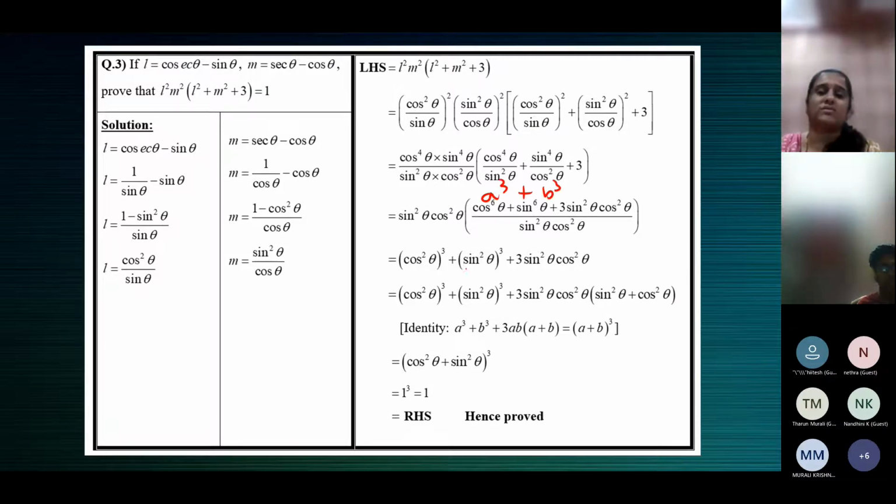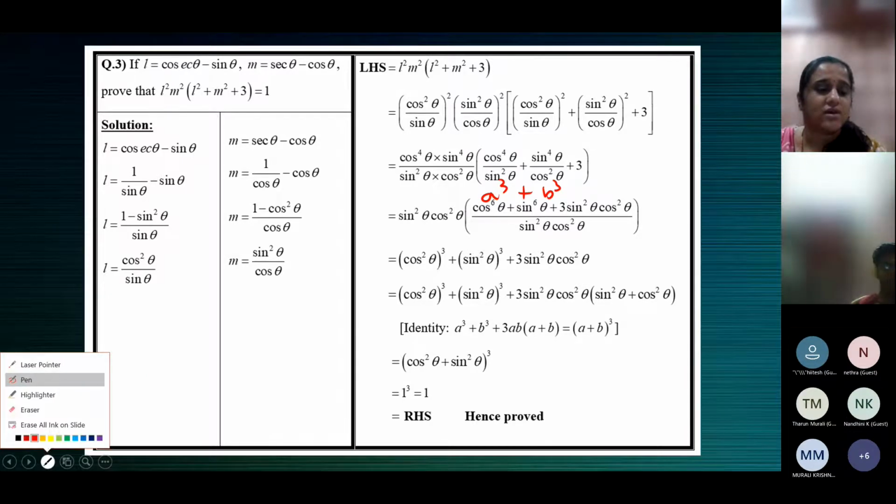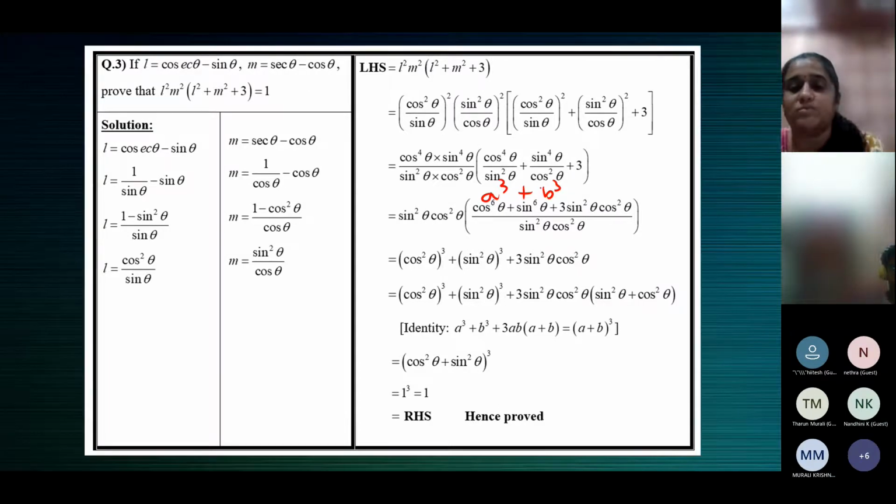See, so much of algebra. All the identities which you have learned last year in 9th standard, all those identities we'll use here in trigonometry and also in quadratic equations. Even in quadratic equations, we'll use a lot of algebraic identities. So this is of the form a cubed plus b cubed plus 3ab.